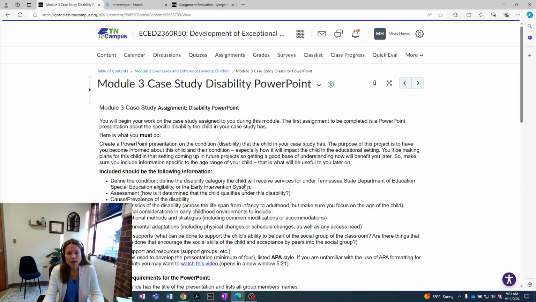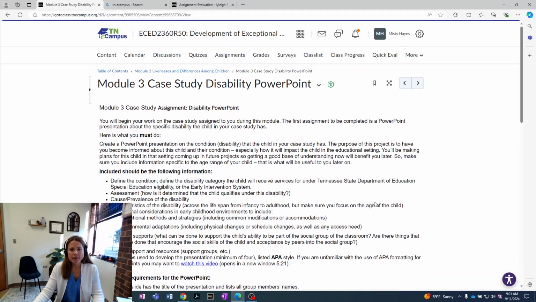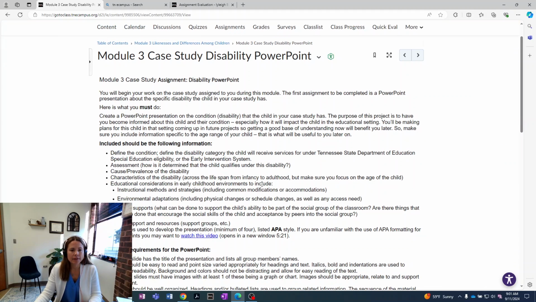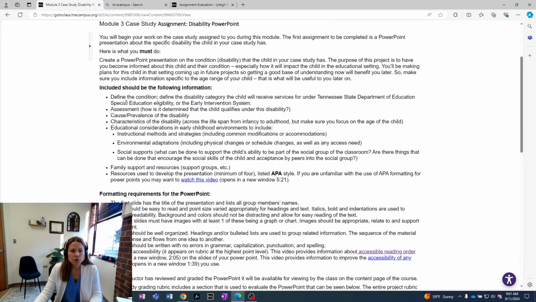That way, when you continue your work throughout the semester, you will have a good basis of knowledge for that disability itself. So here are the things that you're going to complete. I would rather use PowerPoint, but if you want to use Canva or another presentation tool, that's fine with me. Your purpose is to tell all about that case study child's disability and have a good understanding of it. Here are the things that you should include.